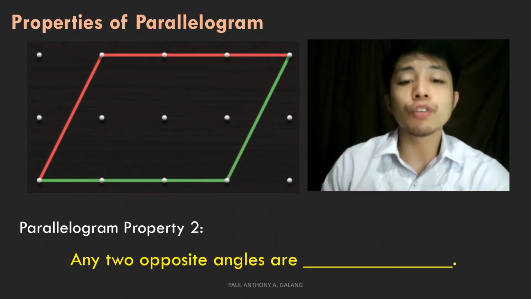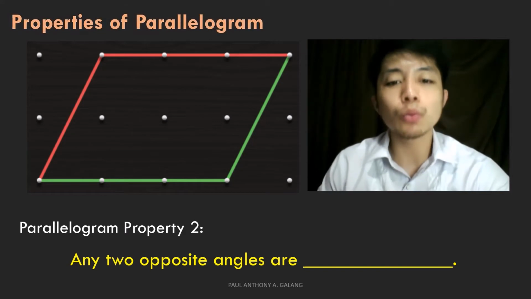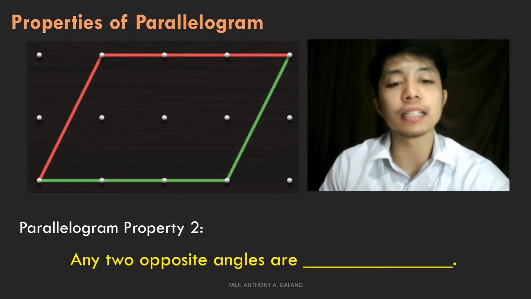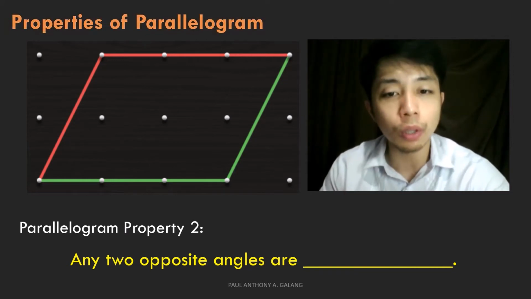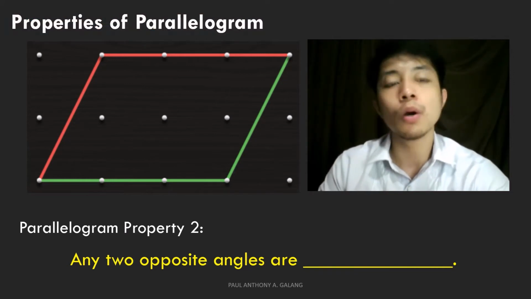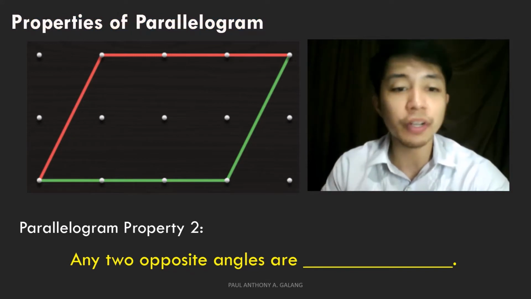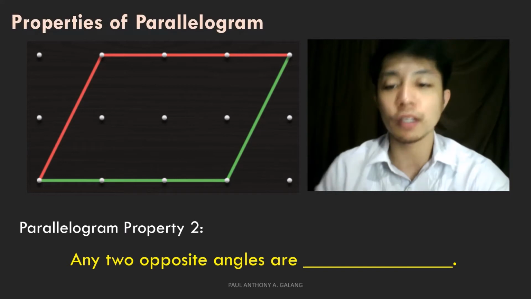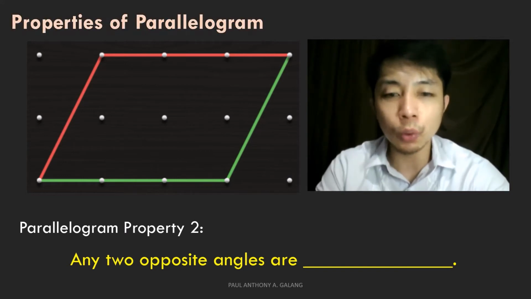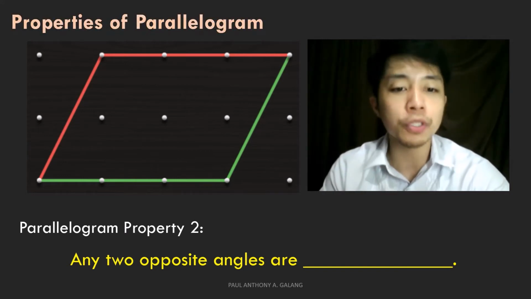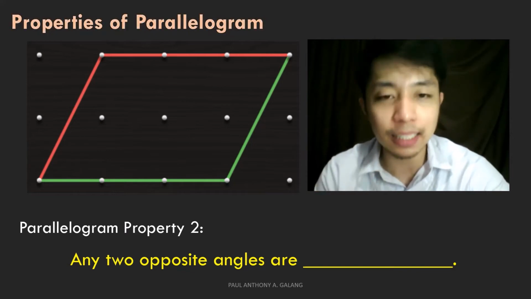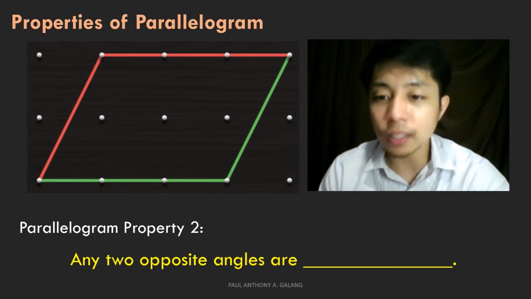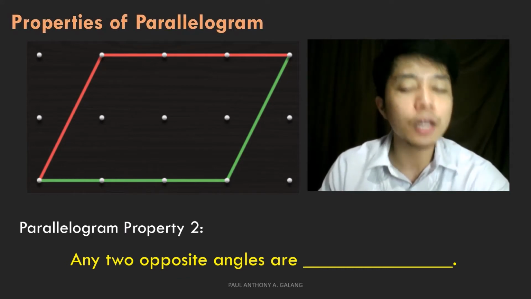The second property of a parallelogram is any two opposite angles are blank. Since we are dealing with angles, you will look at the part of the parallelogram where two sides share a common vertex, or we can simply say a corner of the parallelogram. You can notice that any two opposite angles are identical, similar and exactly alike, and therefore the answer is congruent.